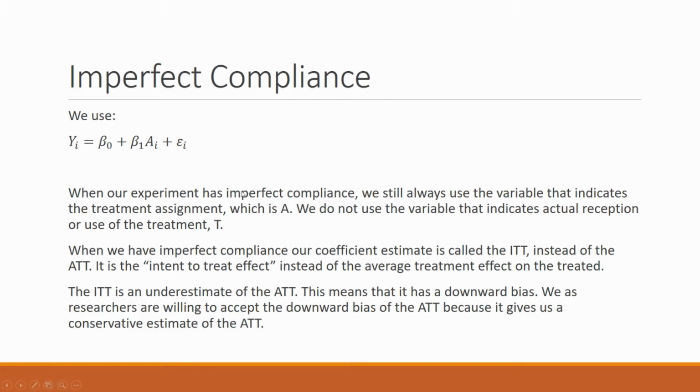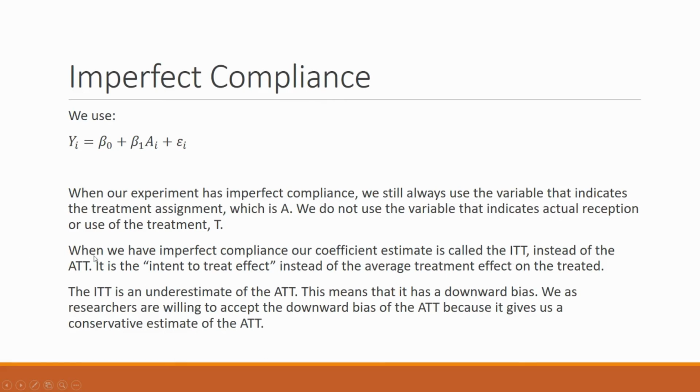So when our experiment has imperfect compliance, we still use the variable that indicates the treatment assignment, which is A. We do not use the variable that indicates actual reception or use of the treatment. We do not use T, we use A. When we have imperfect compliance, the coefficient estimate we get from this regression is just called something different. It's called the ITT instead of the ATT.